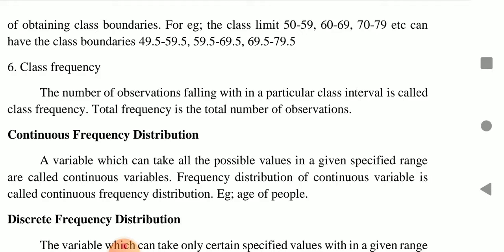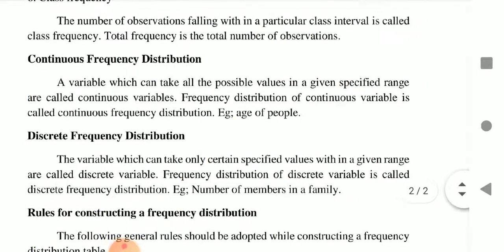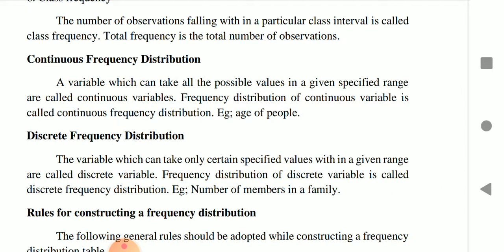Okay, and next another topic, continuous frequency distribution and discrete frequency distribution. Continuous series as well as discrete series will be discussed later. And here, what is continuous frequency distribution? A variable which can take all possible values in a given specified range is called a continuous variable. And the frequency distribution of a continuous variable is called continuous frequency distribution.